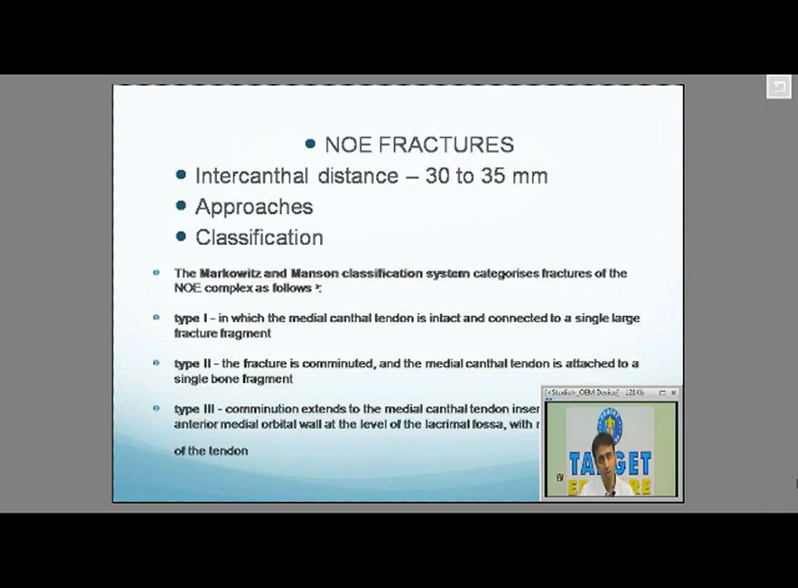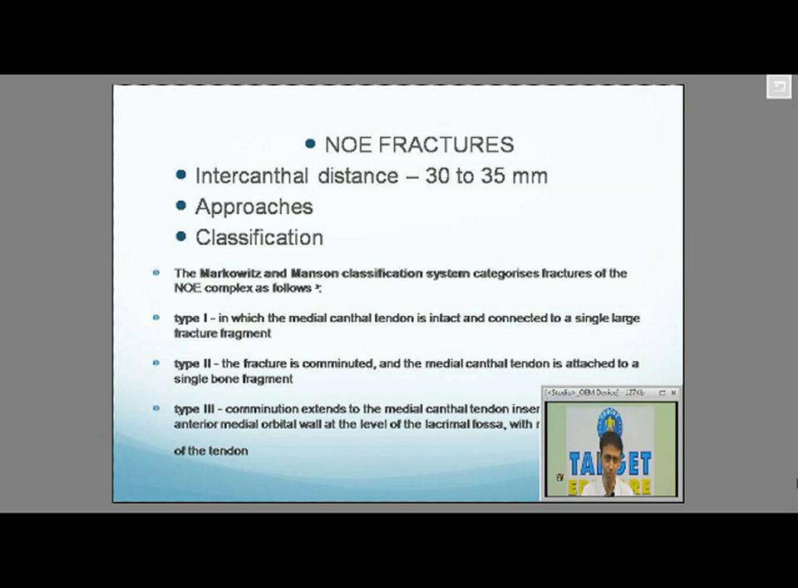Going on to the next important topic, which at the graduate level students are obviously not well versed with, is something called NOE fracture, that is the naso-orbito-ethmoidal fracture. Now, naso-orbito-ethmoidal is a junction at the roof of the nose, which is a fragile area seen in cases of low energy trauma. Low energy trauma to this region causes a combination of these fracture segments. The three bones involved in these fractures are the nasal bone, the orbital bone, that is the lacrimal bone of the orbit, and lastly the ethmoidal bone.